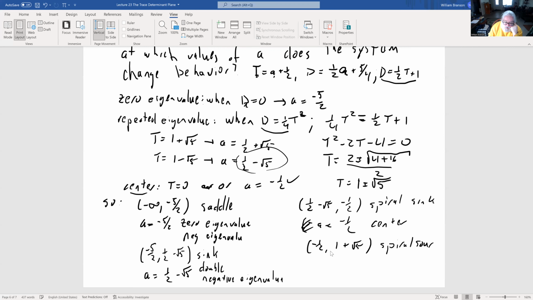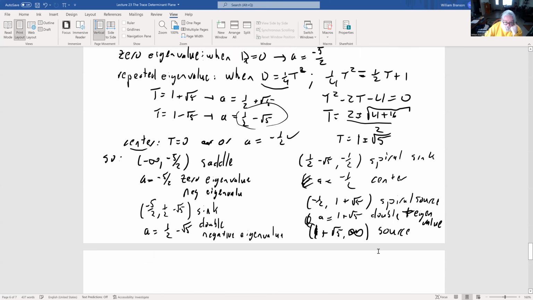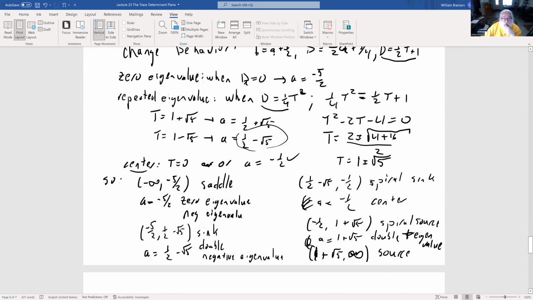And then finally we go out, when a equals 1 plus square root of 5, we have repeated or double positive eigenvalue. And then finally, for any a bigger than 1 plus square root of 5, we have a source. Oh, there's still one more to go.